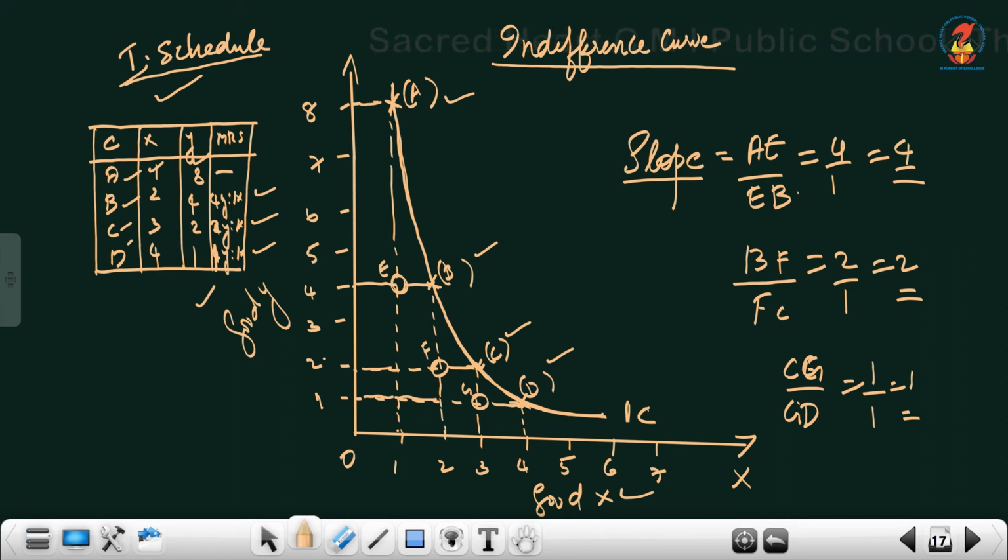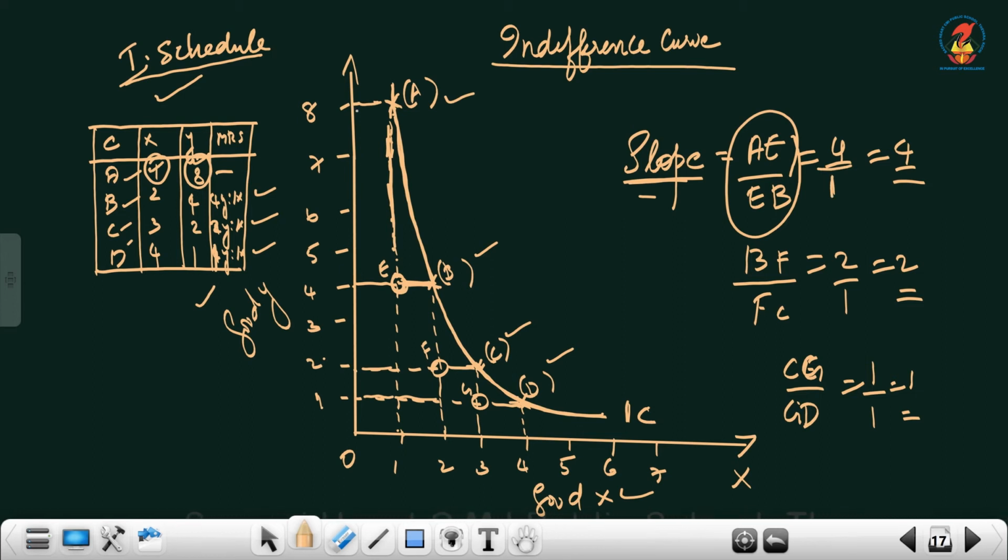Now, from this we can find out the slope of each box. How will you find out the slope of each box? Let us first find out the first box, 1 and 8. Here you can find the slope is equal to AE by EB. That AE and EB is 4 by 1.